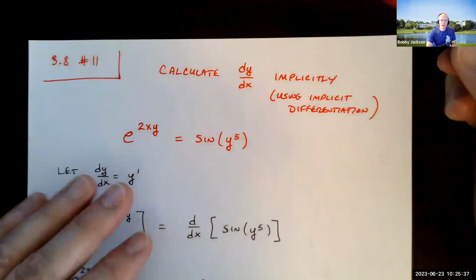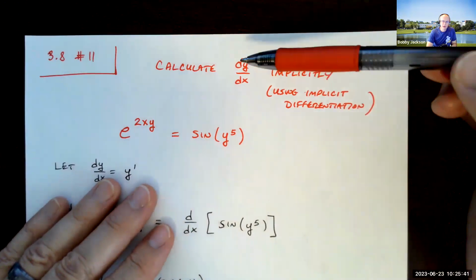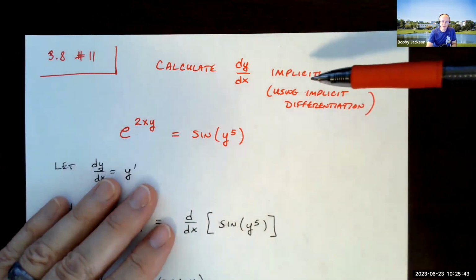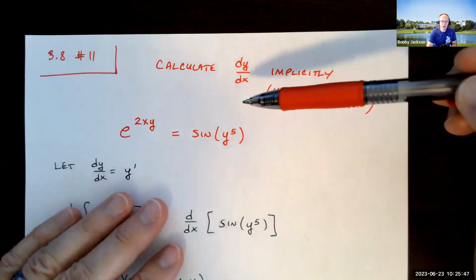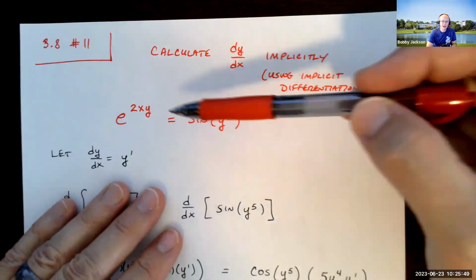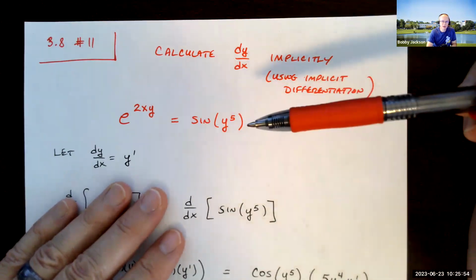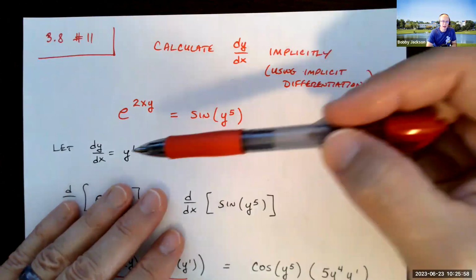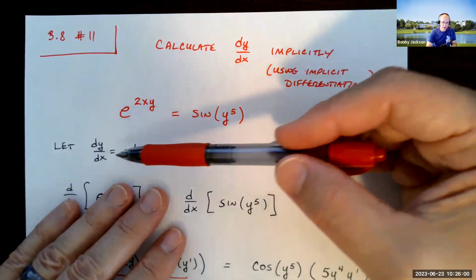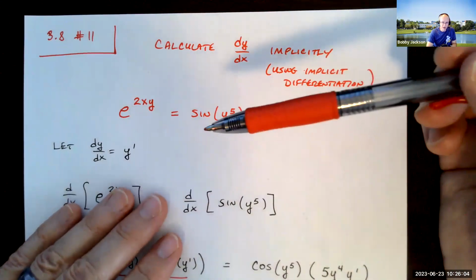All right, let's take a look at this one, number 11 in section 3.8. We're going to basically calculate dy over dx, I would say implicitly, or using implicit differentiation. So that's what we want to do here. We cannot solve for y in this equation. It would be impossible to do so. So we have to use implicit differentiation to find dy over dx. We're going to call that y prime for ease of notation down here.